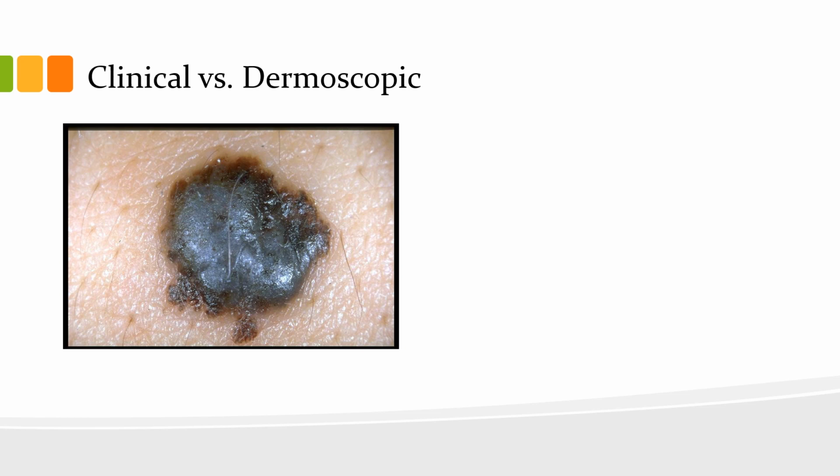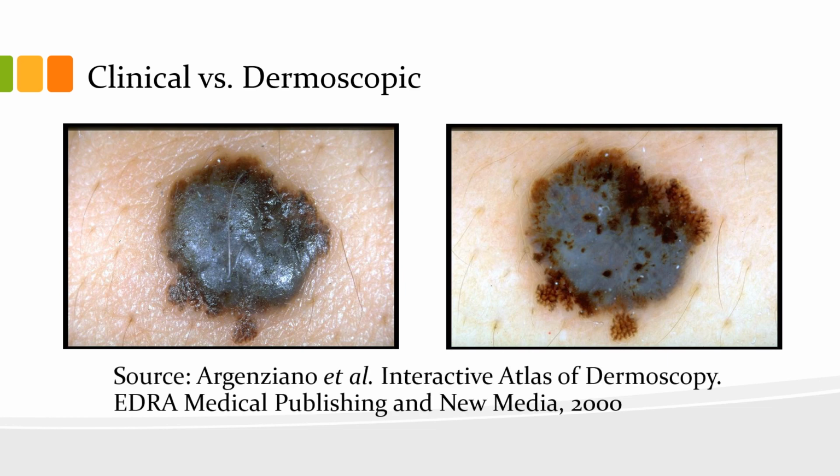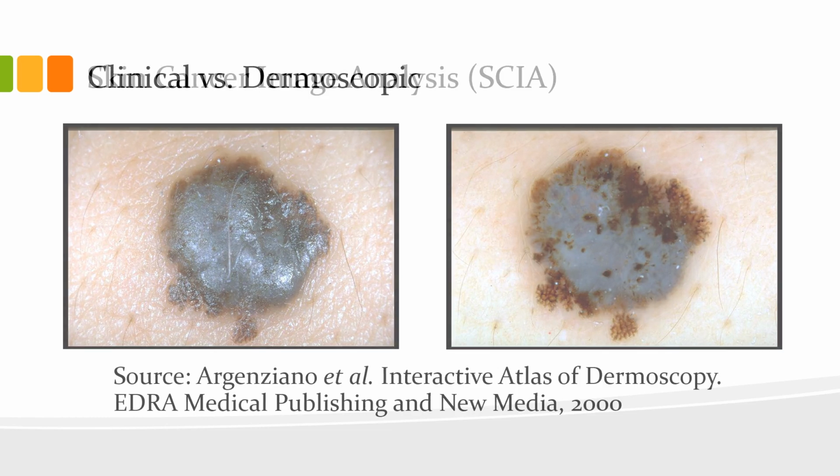So there are many modalities for skin cancer imaging. The two dominant ones are clinical and dermoscopic images. On the left we see a clinical image of melanoma. On the right we see the same lesion acquired using a dermoscope. You can see that there are a lot more visible details in the dermoscopic image. You can see the pigment networks, you can see the globules with much more ease. These images are both from the EDRA Atlas, which appeared about 20 years ago.